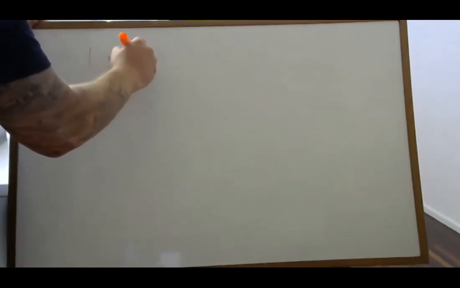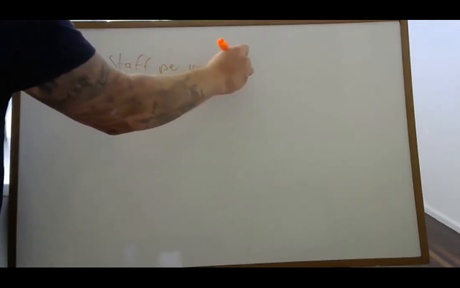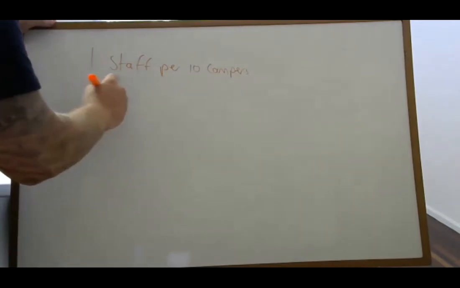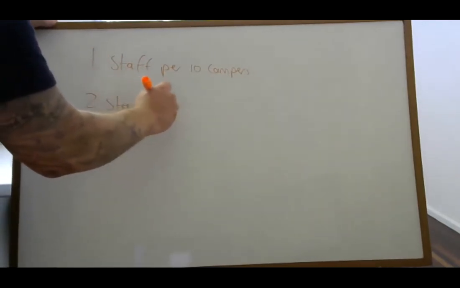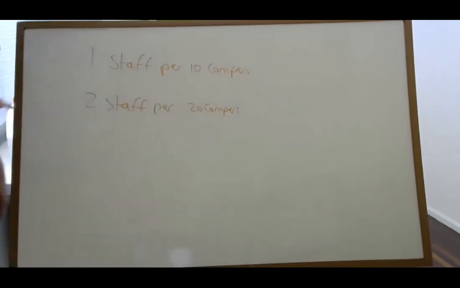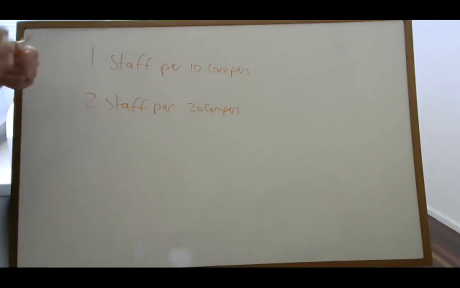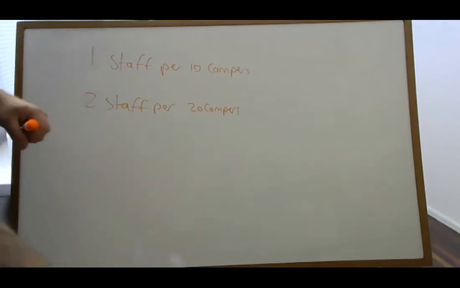Okay, a couple more of these. So one staff member, 10 canvass, and 2 staff per 20 canvass. Equivalent? Yeah. 1 to 10, 2 to 20. 2 to 20 is still 1 to 10. All right, 2 more. Trying to drill these concepts in because they're really important.